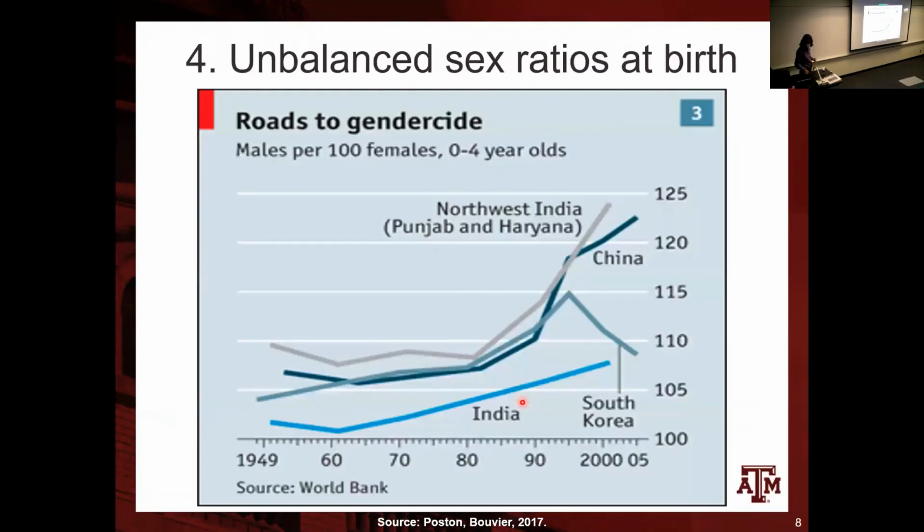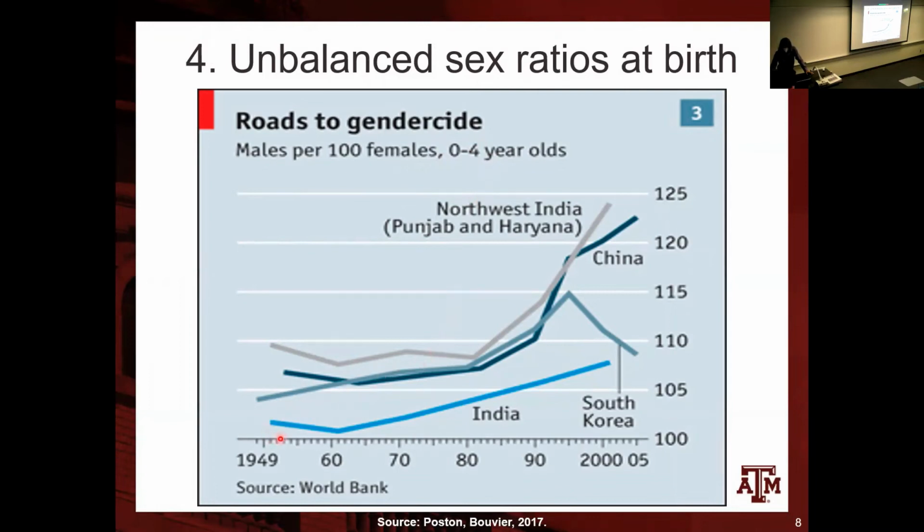The fourth topic, the unbalanced sex ratios at birth. This is just other examples for the same thing that we saw before. Here, this data we are showing from 1949 to 2005 for India, South Korea, China, and this specific area in India, and showing how sex ratio, this is not just sex ratio at birth, it's sex ratio among people between 0 to 4 years of age.